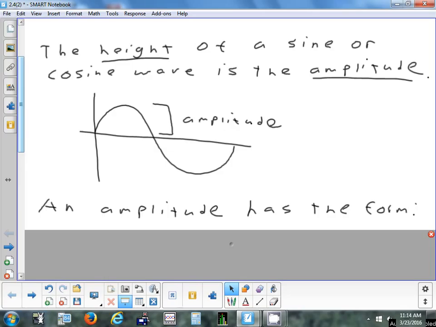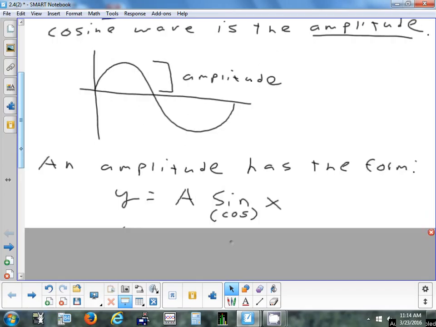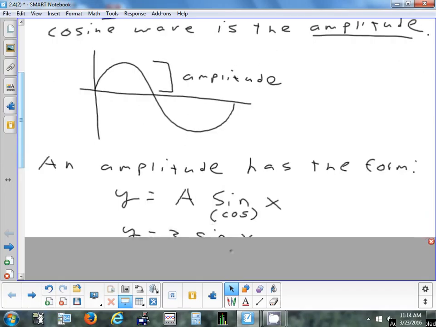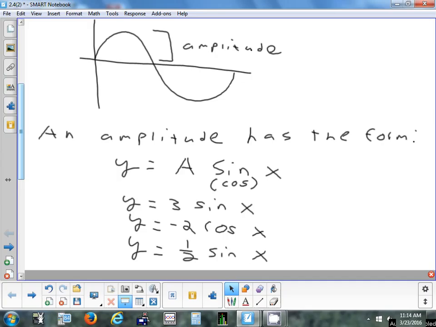Right, so the next thing to look at is where do we put the number in our equation to change the amplitude? We saw it for a phase shift. That's when we add or subtract in the parentheses. For an amplitude change, that's when we put a number in front. These are all examples of amplitude changes. Y equals 3 sine x. Y equals negative 2 cosine x. Y equals 1/2 sine x. So multiplying by a number in front changes the height, or the amplitude.